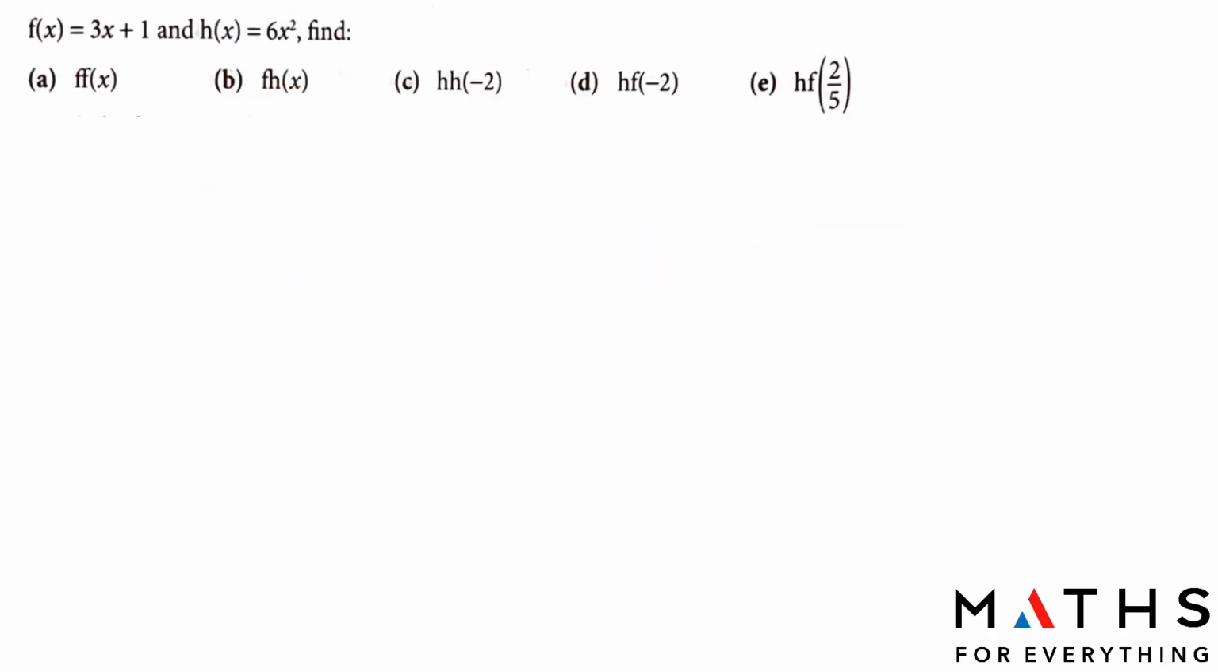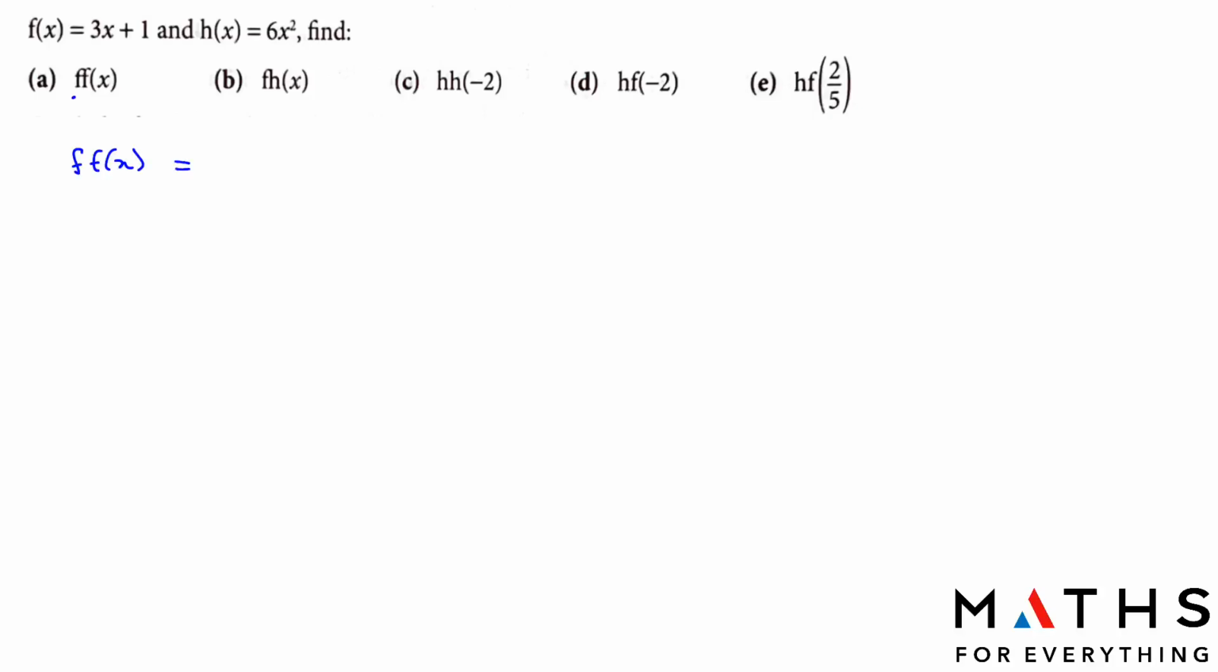Now we are going to solve composite function questions. We have been given f of x is equal to 3x plus 1 and h of x is equal to 6x squared. A, find f of f of x. If there is x and not a number like in these questions, then we have to first write what is outside, f of x, right?